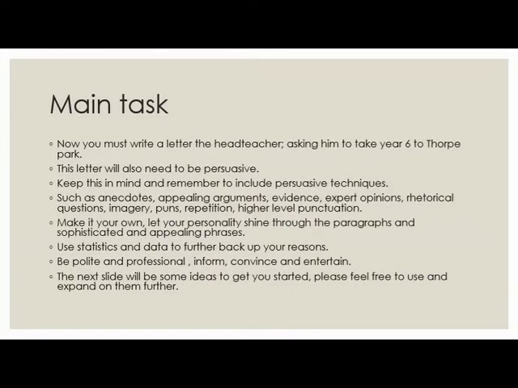Main task. Now you must write a letter to the head teacher asking him to take Year 6 to Thorpe Park. This letter will also need to be persuasive. Keep this in mind and remember to include persuasive techniques such as anecdotes, appealing arguments, evidence, expert opinions, rhetorical questions, imagery, puns, repetition, and high-level punctuation. Make it your own. Let your personality shine through the paragraphs as sophisticated and appealing phrases. Use statistics and data to further back up your reasons. Be polite and professional. Inform, convince, and entertain. The next slide will be some ideas to get you started. Please feel free to use and expand on them further.